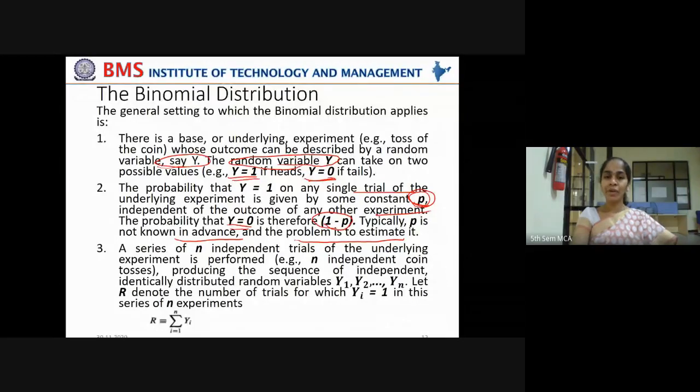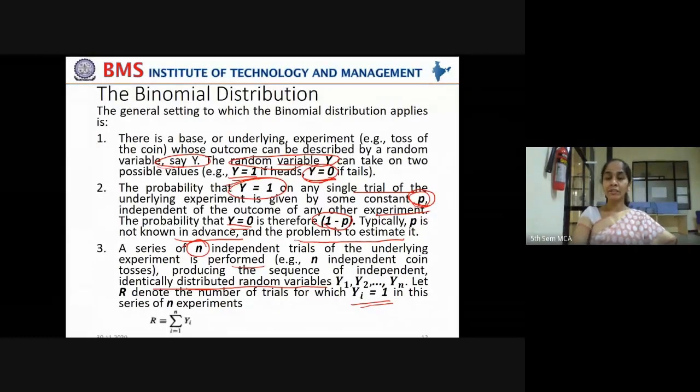Right? So a series of n independent trials of the underlying experiment is performed. Say the coin is tossed n number of times, producing the sequence of independent identically distributed random variables y1, y2 and so on up to yn. If we repeat the coin toss experiment n times, then let R denote the number of trials for which yi equals 1. So what is R denoting here? The number of times head is seen. That is why we are giving y equal to 1 for head and y equal to 0 for tail.